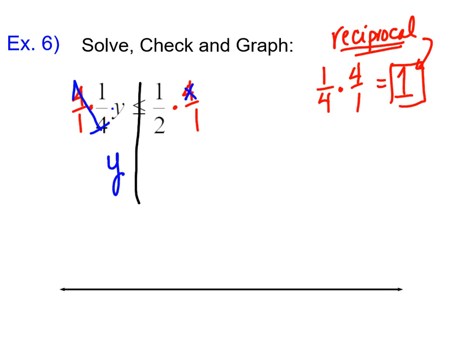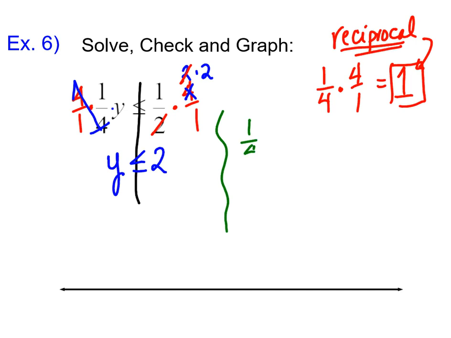Over here, I'm going to change to some factors, and I'm going to cancel common factors. So then I'm just left with 1 times 2, which is equal to 2. So what did I do? I multiplied by 4. Since I multiplied by 4, that doesn't change the sign. It was a positive number. I'm going to keep it. I'm going to check my solution.